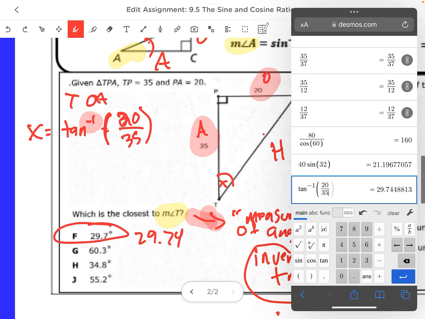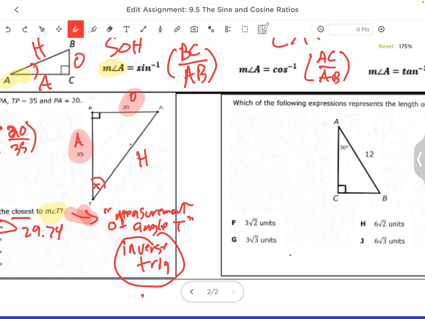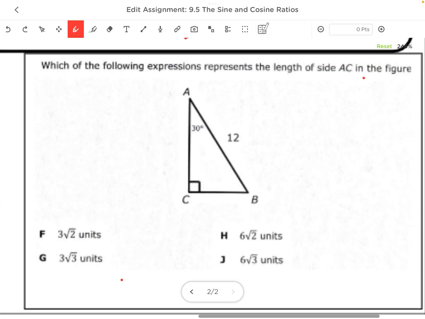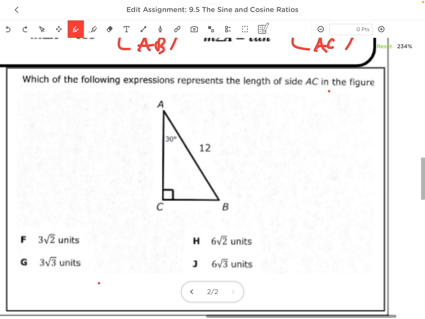Leads us to that. That's the closest one. All right, so we're just using our trig and figuring it out. Got another one. Boom. All right, now let's look at this one. This one's a tough one, but I'm going to show you a couple different ways. I'm going to show you one way using trig.